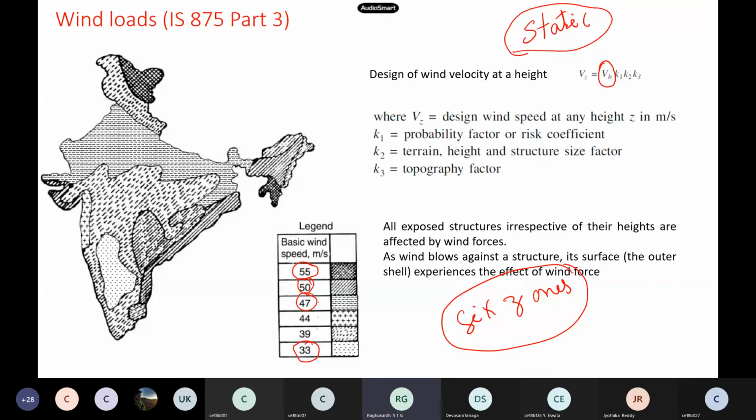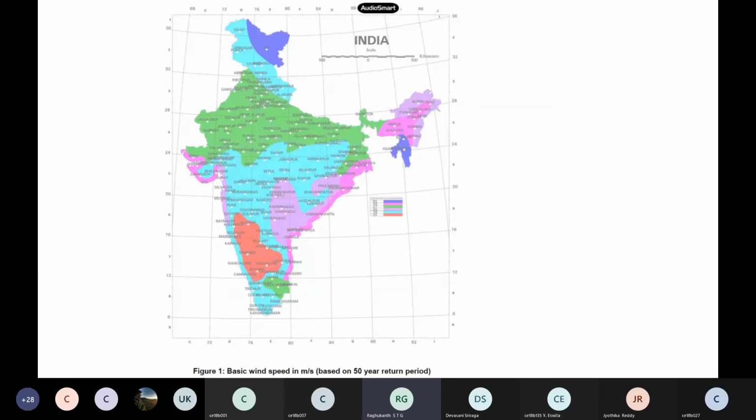If you see IS 875, they have the same map, I am showing you here with a color bar. So now please identify which is the most dangerous area in India with respect to wind, where wind speeds will be very high. No, so this is one region. Then apart from that, no.